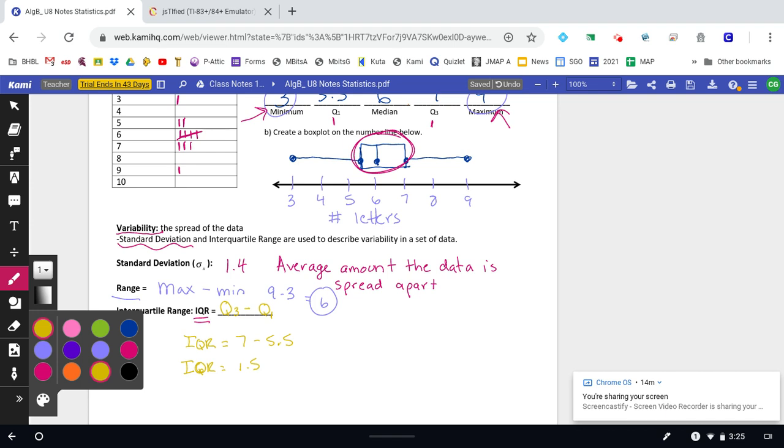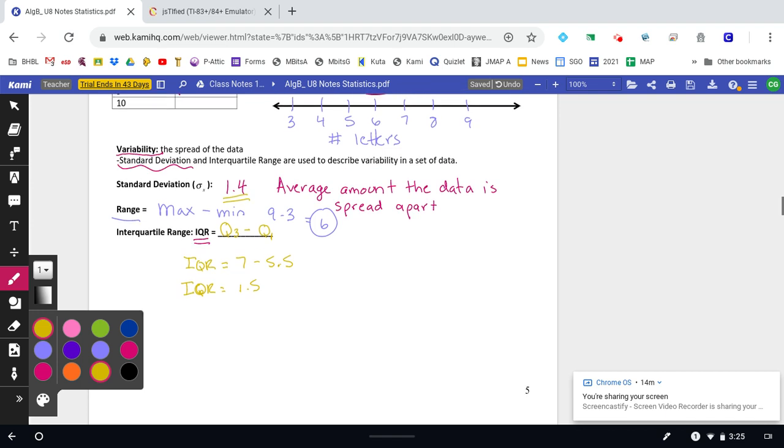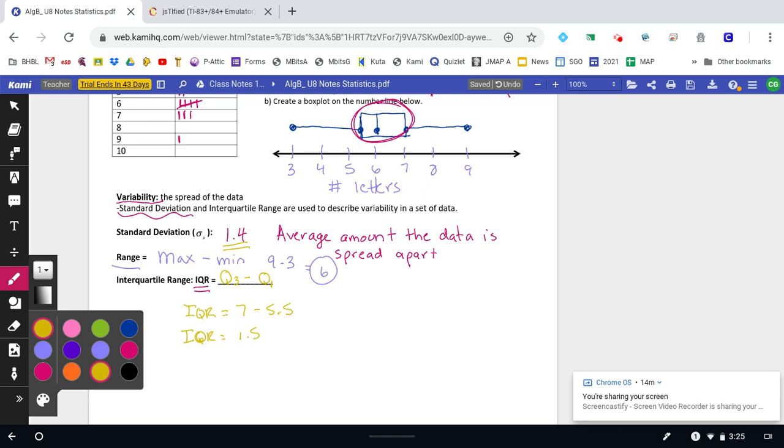And they're pretty close to each other, actually, with a 1.4 standard deviation. All right, well, stay tuned for part 2 of day 2 notes and hope to see you soon.